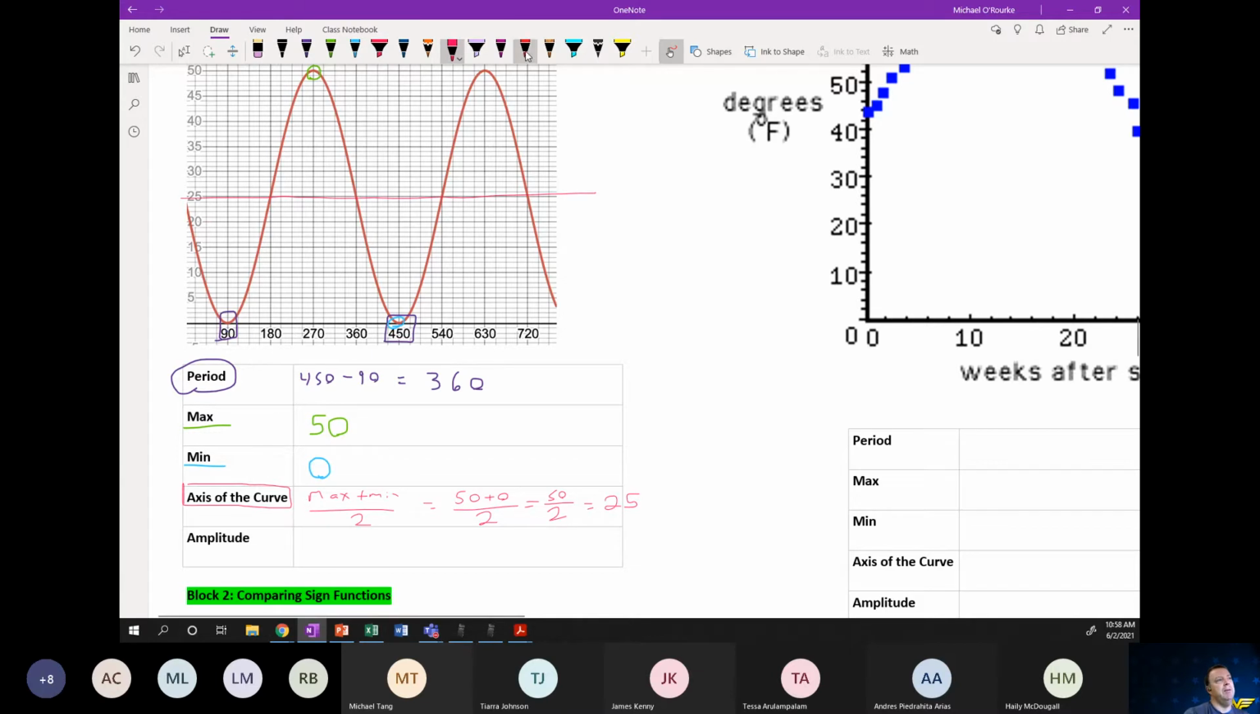And then lastly, my amplitude. Let's go brown. Nothing says boring like brown. Max minus min divided by 2. And it just happens that this is the same, which kind of makes sense. It goes up 25, and down 25.